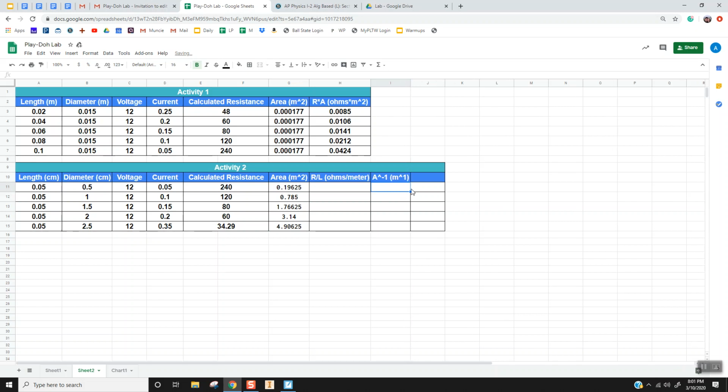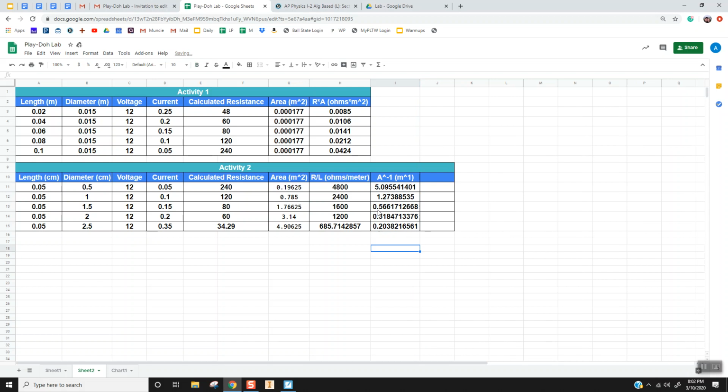Alrighty. Anything else? I think we're good. So let's go ahead and type equals, resistance divided by my length, and we're going to drag that on down. And then I also have the inverse of the area, so I'm going to set equals that to the power of -1. Let's see if these values work.